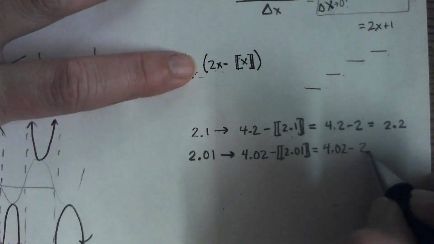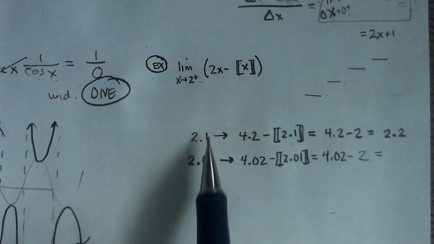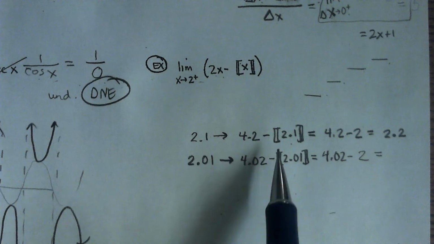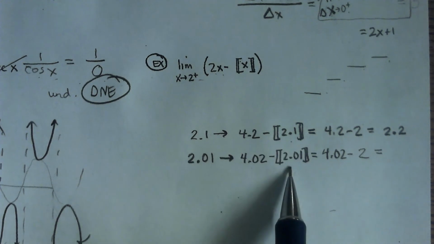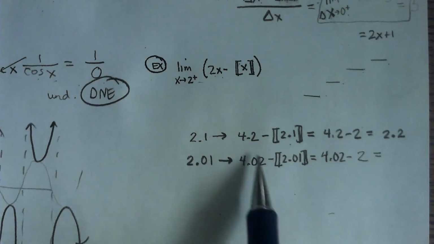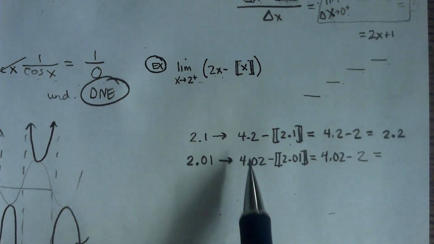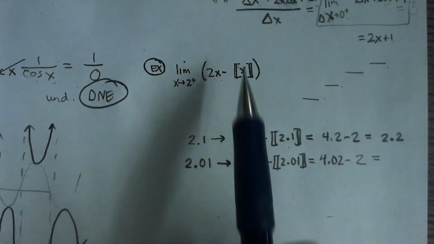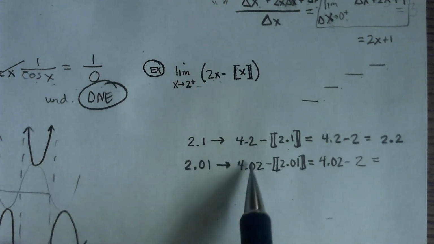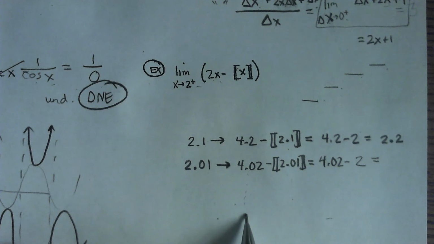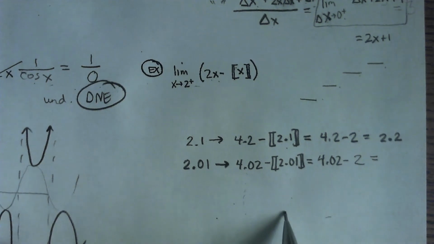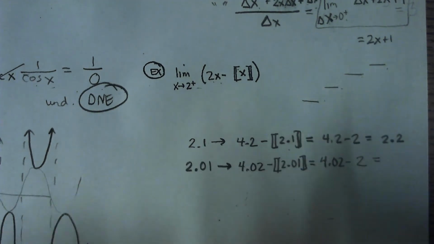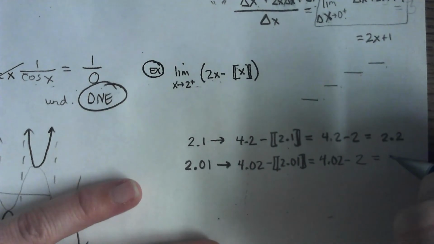Still 2. So as we get closer and closer to 2, it's not ever going to be changing this. It's just making this one closer and closer to what? This first section, 2x, is getting closer and closer to 4. And you're always going to be subtracting 2 from it, so the overall is going to get closer and closer to 2.